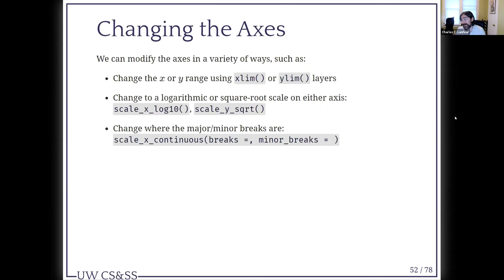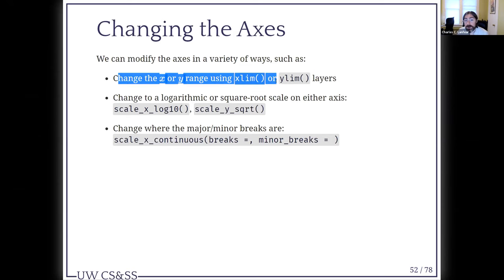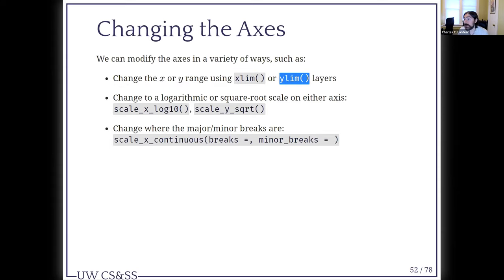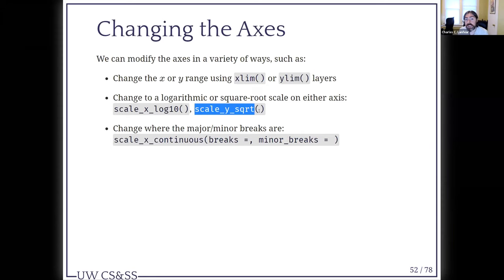Another thing you might want to do is mess with the axes on your plot. You can modify axes in lots of different ways, and this isn't just labeling them or moving the ticks. You can rescale axes, okay? So if you want to change the range of your axis, you can add an xlim or ylim layer, and this will, given two numbers, change the minimum and maximum values on that axis. You can also change to things like logarithmic or square root scales on your axis, using scale_x_log10 or natural log, or scale_y_sqrt for square root scales, okay?